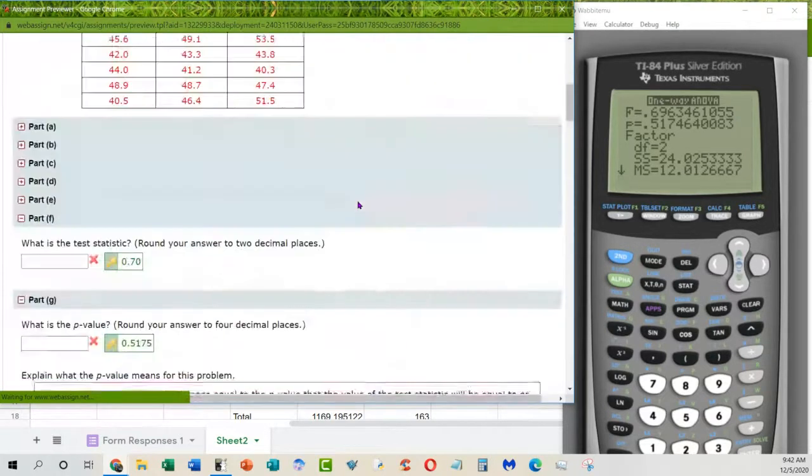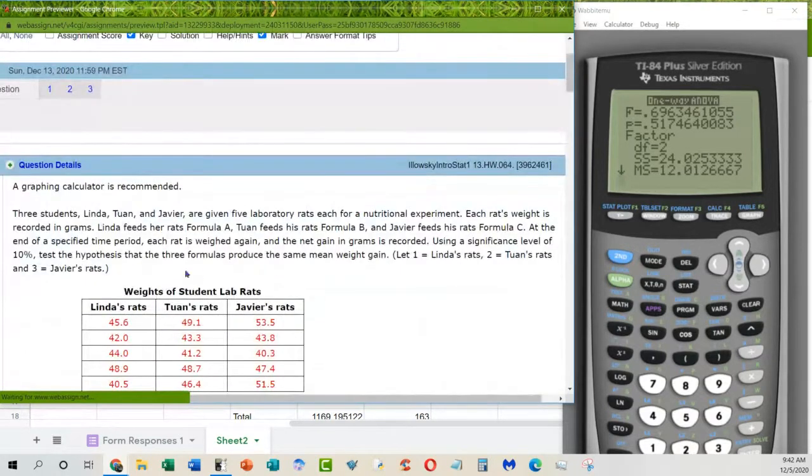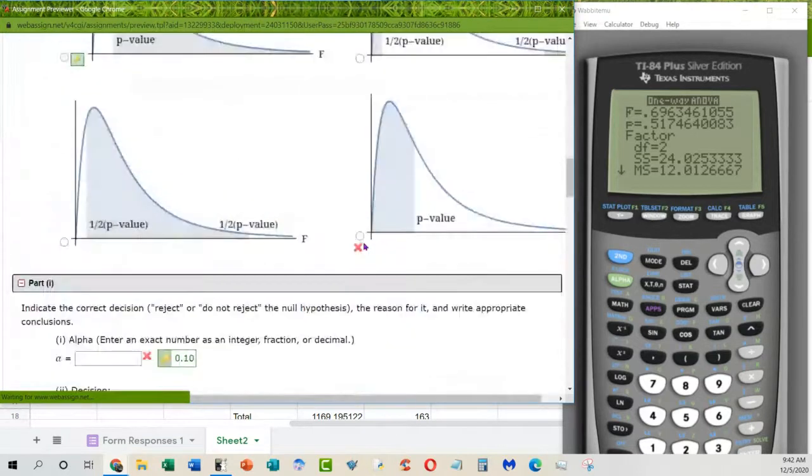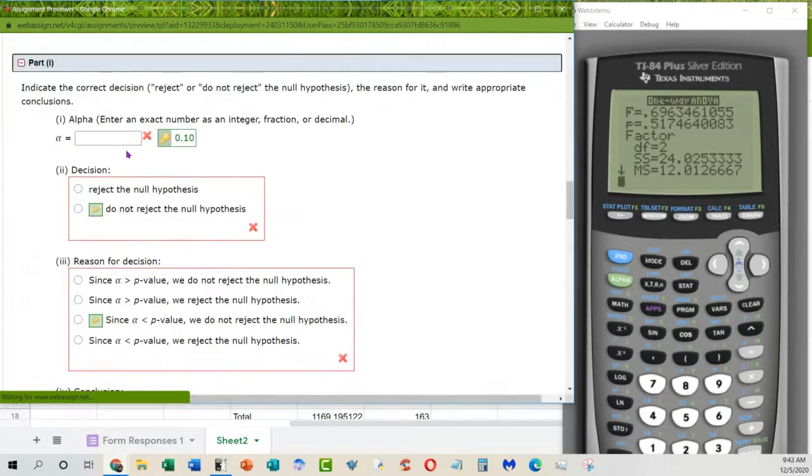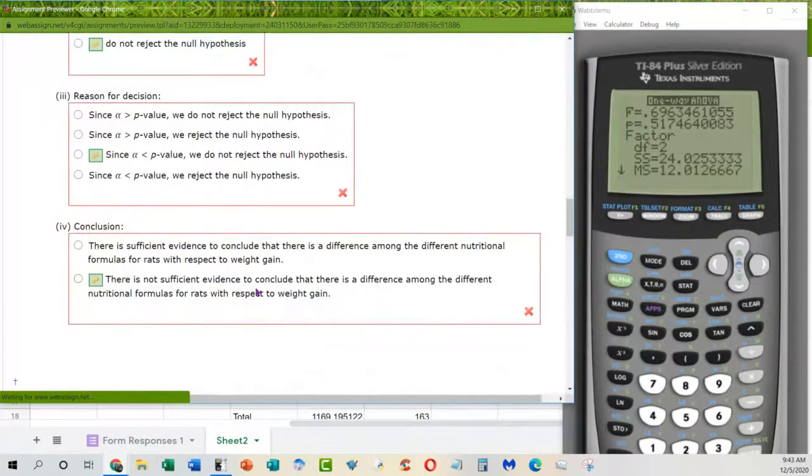And then what are we going to do with it? What is alpha? I guess they told us a different number, 10%. So that's why it's 0.1. Usually they're 0.05. What are we going to do? Well, if this number is bigger than this, we don't reject, which is what this one says. So alpha is less than the p-value, so we do not reject the null hypothesis. And what does it mean?